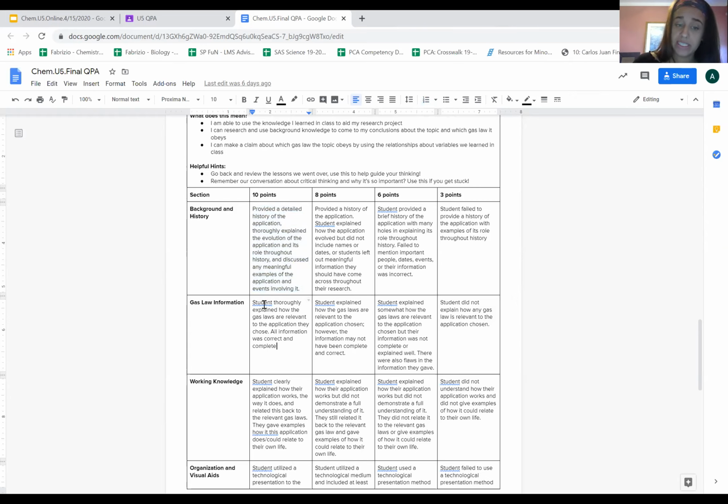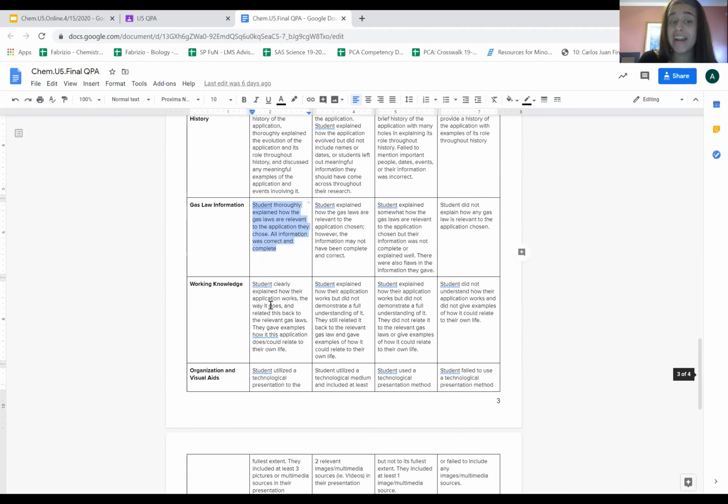Also, I want us to focus on today, so you are thoroughly explaining how the gas laws are relevant to this phenomenon, and all information is correct and complete. So really make sure you're being accurate with your information, because that is most important here. So which specific gas laws are being represented and why? You can't just tell me surface level stuff. I need to know what's happening. So what are the molecules doing? That's what I really want you guys to focus on for today.